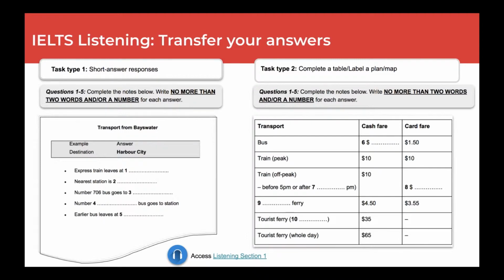So here, the task number 1, as you can see, there are 10 questions in total. Task number 1 is organized in the form of short answer responses, where you need to complete a form. And the second one is a table completion. And then you can see that for each task, the question actually specifies how many words or numbers you are allowed to provide, and this is very important. You have to be very careful with this kind of requirements.